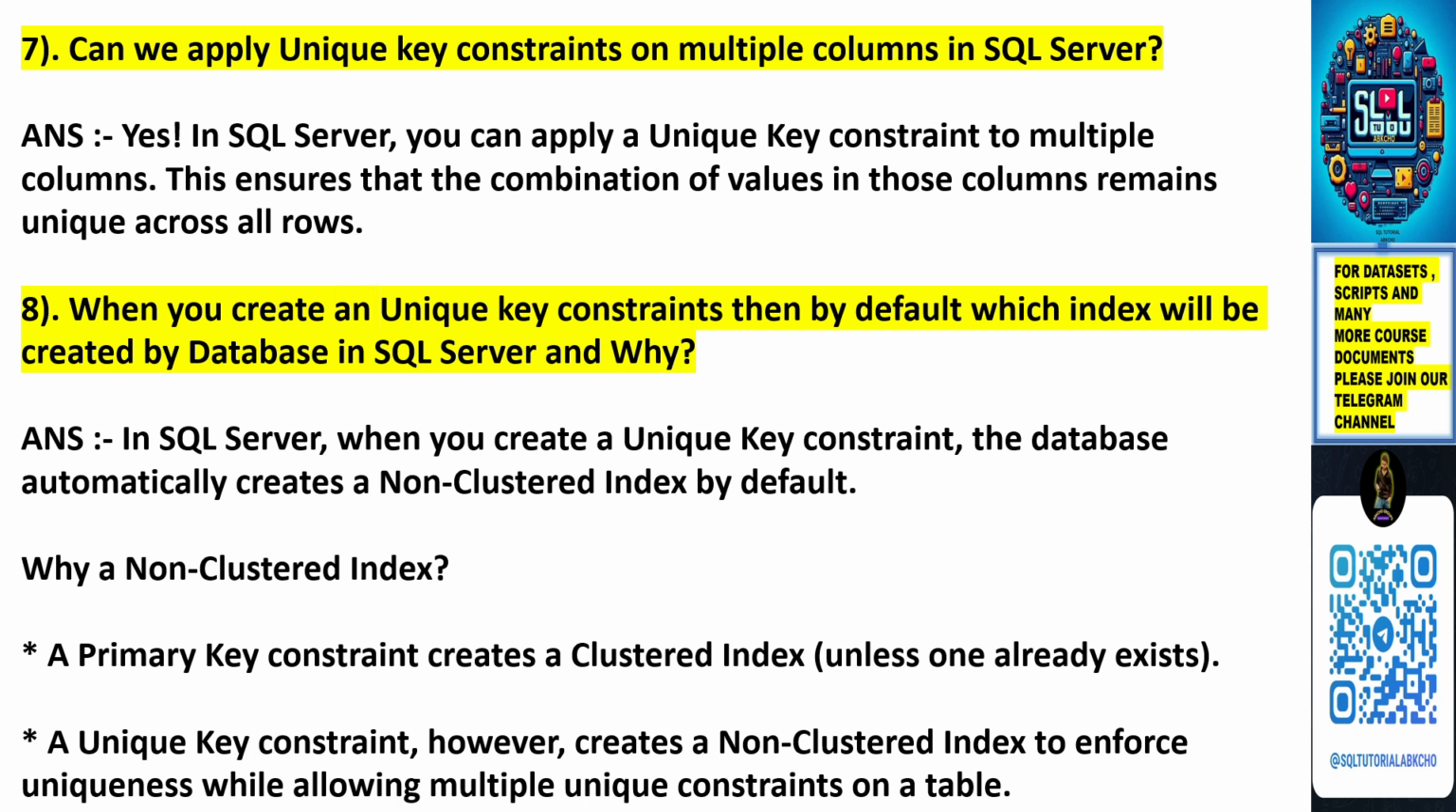So I'm not confirmed on that part. The clustered index will not be created when a clustered index already exists on the table on another column. Then the primary key will not automatically create the clustered index. So this is also a very important question. Mark that question also. Now the point 2 is, a unique key constraint creates a non-clustered index to enforce uniqueness while allowing multiple unique constraints on a table. Okay. Now move on to the next question.